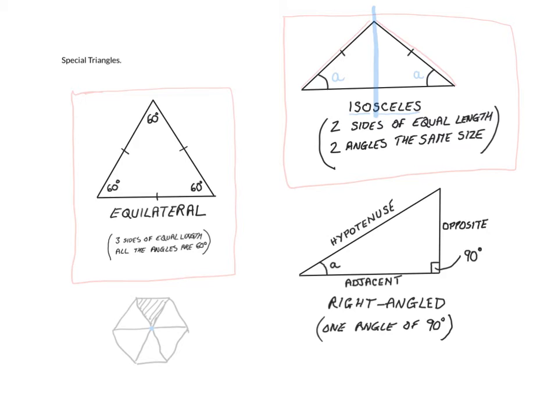And then probably the most important of all is the one that we've got down at the bottom. And this is the right-angled triangle. And we'll see why they are so important later. But basically, it's any triangle that has one angle, this angle in here, of 90 degrees. Why is this so important?